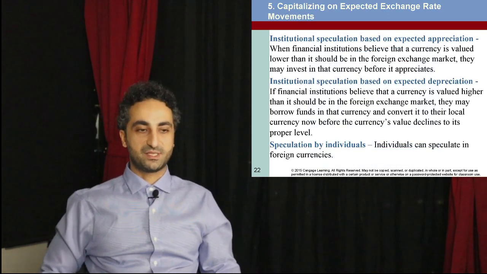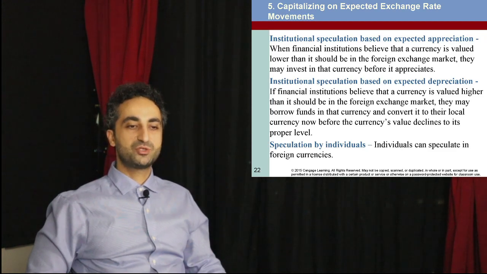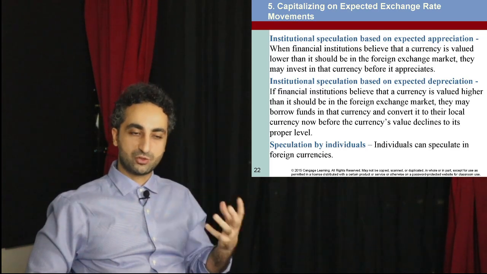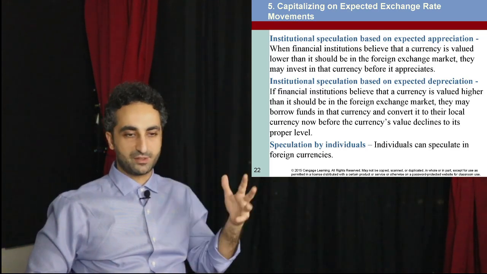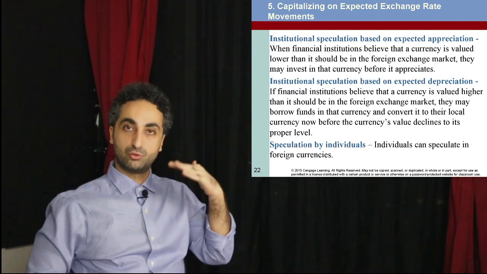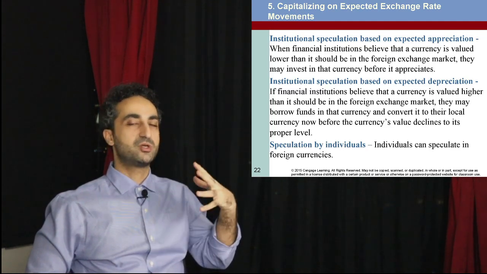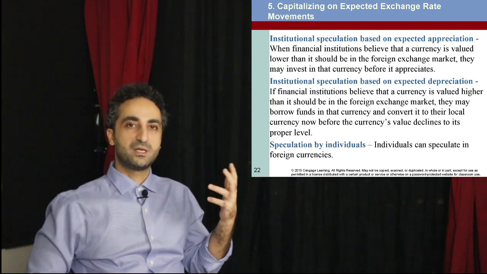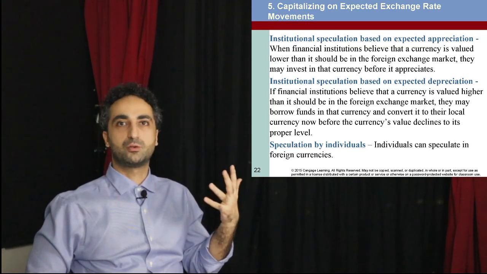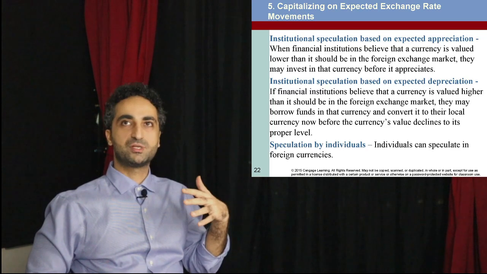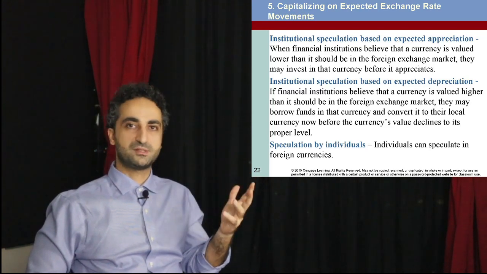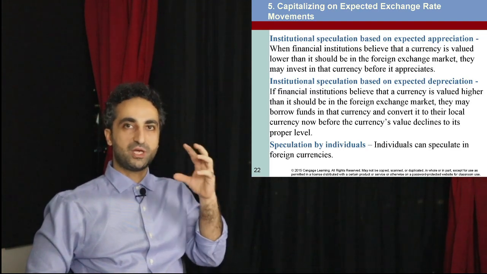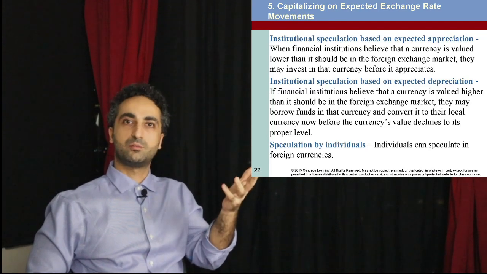Capitalizing on expected exchange rate movements. Institutional speculation based on expected appreciation. When financial institutions, so banks and other institutions, believe that a currency is valued lower than it should be. Let's say I am a financial advisor and I find that the Japanese yen should be worth more. Why? Based on the performance of Japanese companies, the Japanese government, etc. Many reasons in my head. So I believe the Japanese yen should be worth more, but it's not.